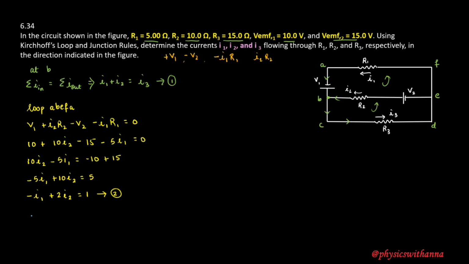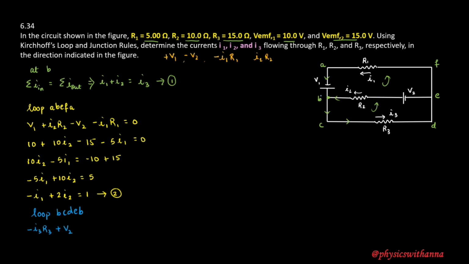Next, we apply Kirchhoff's loop rule to loop B, C, D, E, and back to B. So while going from B to C and then from C to D, we are going in the same direction as current I3. And if we are going in the same direction, the potential drop across R3 will be negative I3 R3. Then while going from E to B, I am entering the negative terminal of the battery. So if you enter the negative terminal, the potential difference will be positive, so plus V2.